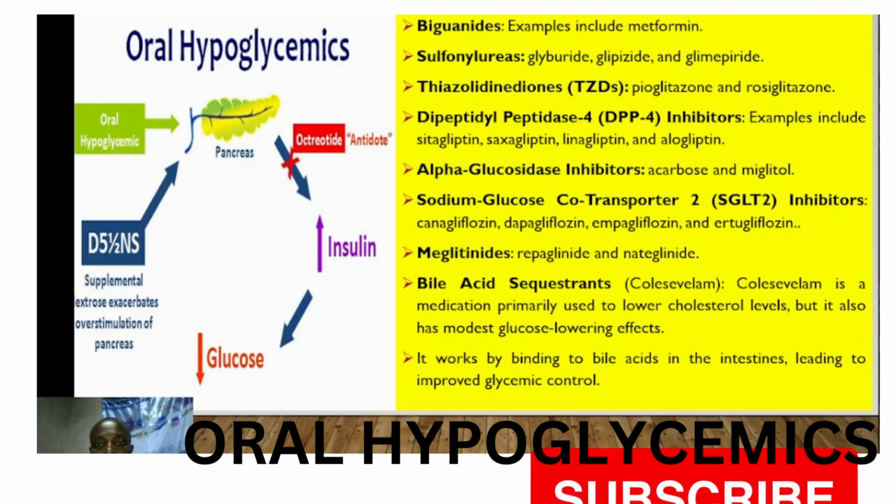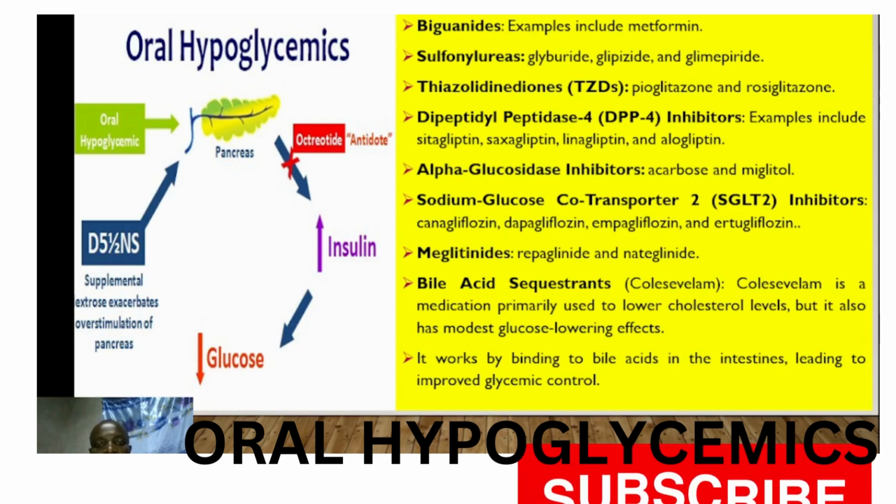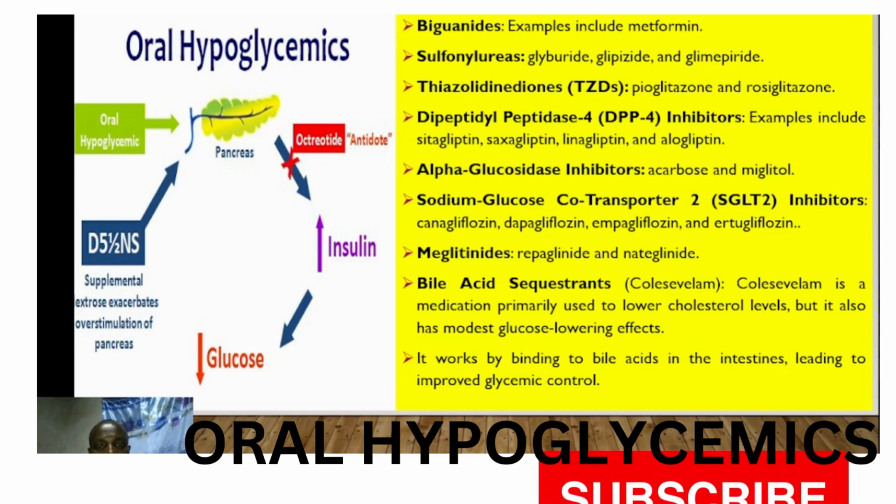Then you have sodium glucose cotransporter 2 inhibitors. This one works in the kidney. We have canagliflozin. Then you have the meglitinides. These ones work more or less like the sulfonylureas. Good examples could be nateglinide. And then lastly we have bile acid sequestrants. These are medications primarily used to lower cholesterol levels, but also have a modest glucose lowering effect. They work by binding to bile acids in the intestines, leading to improved glycemic control. So it can be classified under oral hypoglycemics, but primarily it's used to lower cholesterol levels.